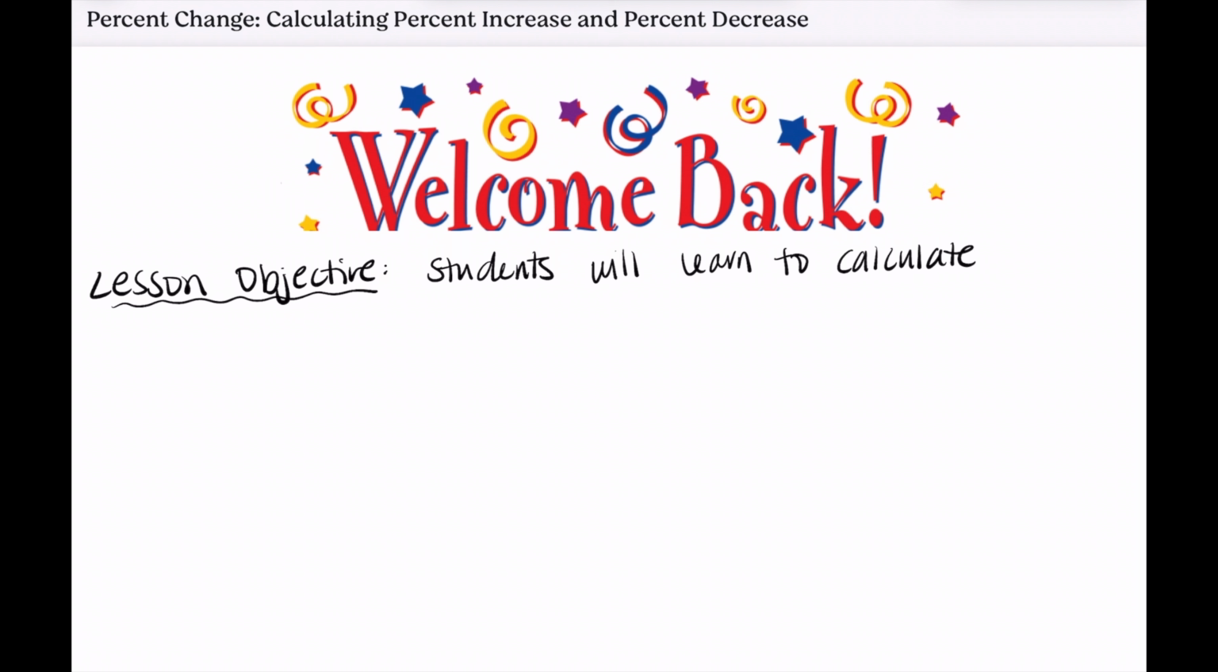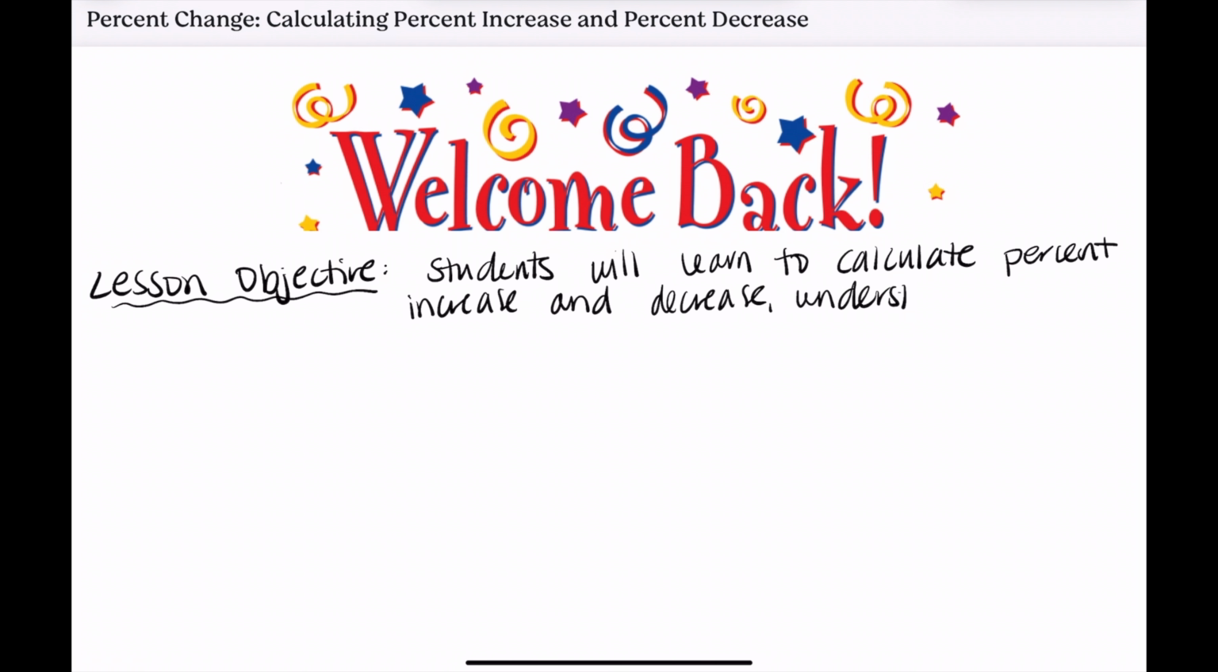So we want to be able to understand percent increase and decrease by the end of this lesson. You should be able to calculate percent increase and percent decrease, understand their real life applications, and solve some practice questions, which we will always get into at the end of the lesson.